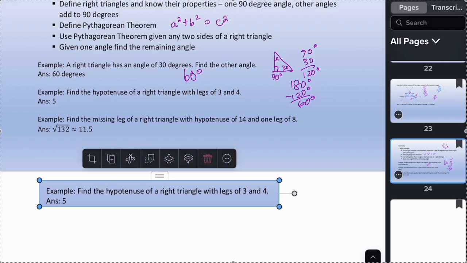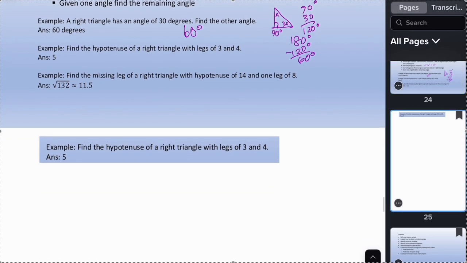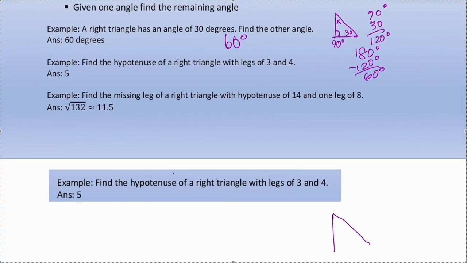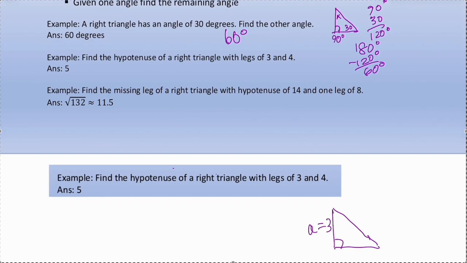So for this example, we are going to find the hypotenuse of a right triangle with legs 3 and 4. Now, please forgive my triangle making skills. Well, you'll at least get the idea. There's your right triangle. Now, remember, the legs are A and B, and it doesn't matter which you call A or B. I'm going to call the side 3 A, side B 4, and C is our hypotenuse. And so that is always going to be the C.